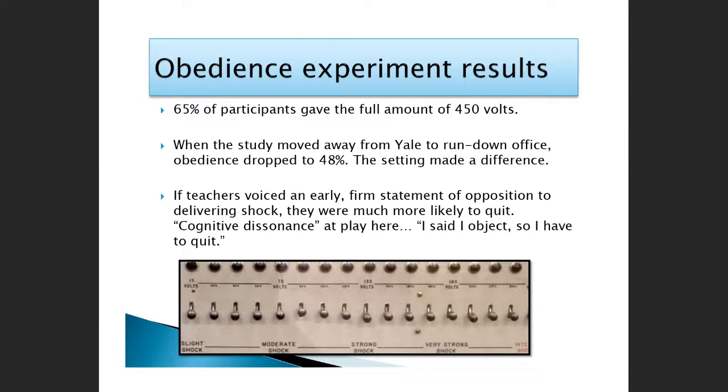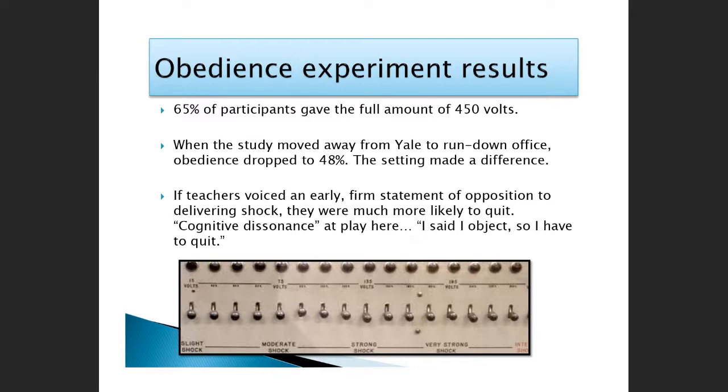So they redid the study and they took it off the Yale campus, which was impressive, and it would be a little intimidating to go to Yale. They moved it to a rundown kind of office in New Haven, Connecticut. They rented office space, an empty storefront. When they did that, obedience dropped to 48%. So now from about 2/3 of the people, about half the people. So the setting right there made a difference.